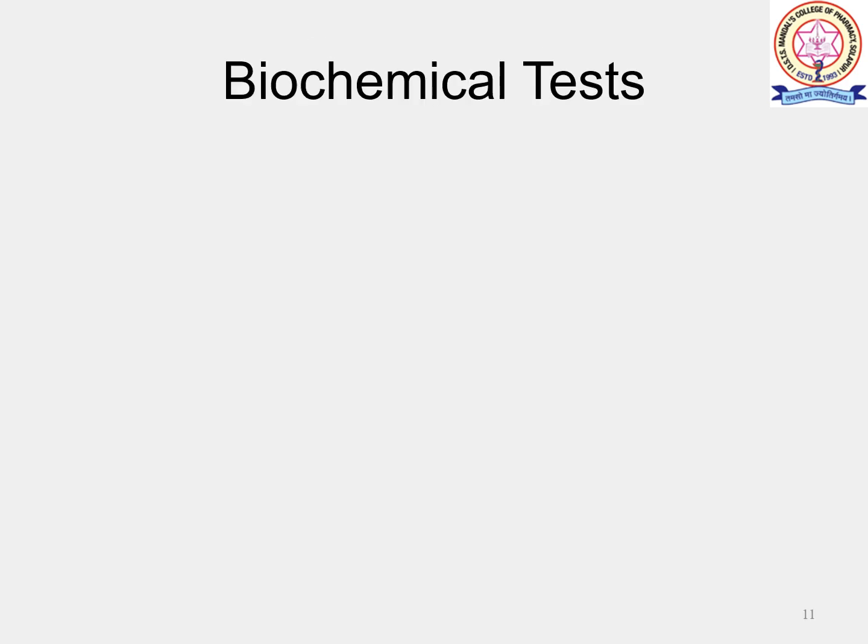Now we will see the next tests, some biochemical tests. So first is the nitrate reduction test. This test is done by growing the bacterium for 5 days at 37 degrees Celsius in a broth containing 1% of KNO3. The test reagent consists of a mixture of equal volumes of solution of sulfanilic acid and alpha-naphthylamine in 5 normal acetic acid, mixed just before use.